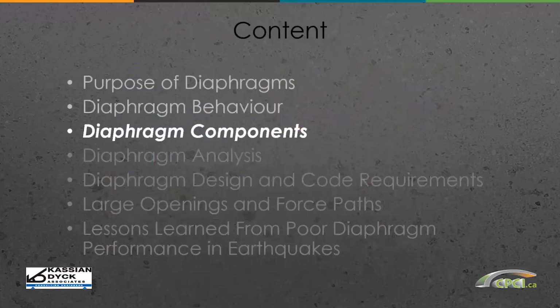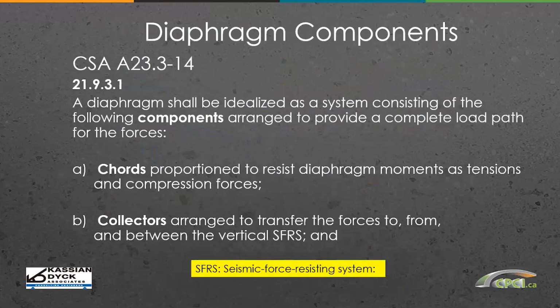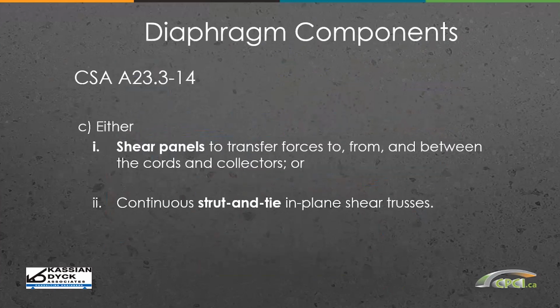Now we'll discuss diaphragm components. CSA A23.3, the Canadian design standard, talks about various diaphragm components. Chords, which are the flange reinforcing in the horizontal diaphragm beam, are proportioned to resist tension and compression as a result of the bending of the beam. And collectors are used to transfer forces from the diaphragm to the various components of the seismic force resisting system.